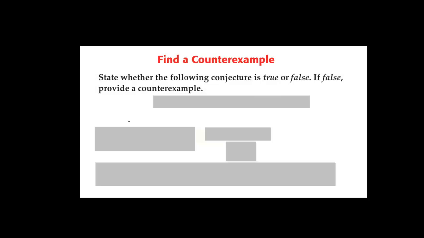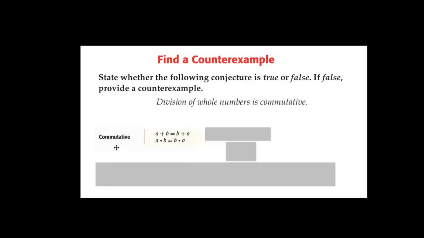State whether the following conjecture is true or false. If it's false, find a counterexample. So how about this one? Division of whole numbers is commutative. What does commutative mean? Well, the commutative property said, here's a reminder, that the order doesn't matter. And you can switch the order and you'll get the same answer. Well, is that true or false for division? We know it's true for addition and multiplication, but let's take a look.